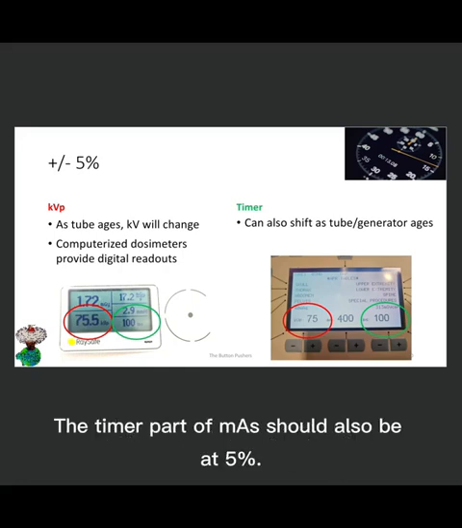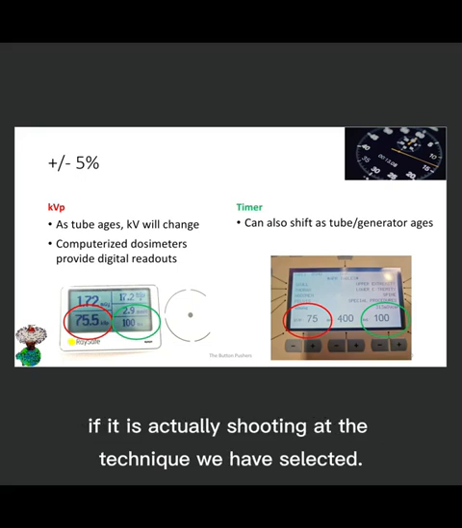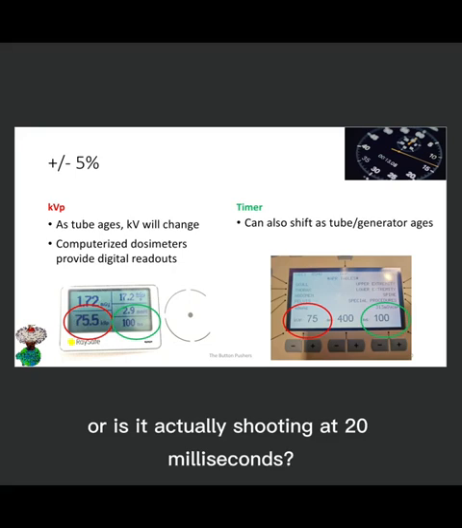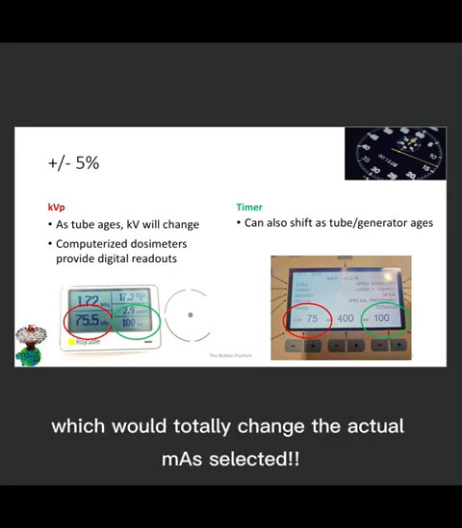The timer part of mAs should also be within 5%. If it is actually shooting at the technique we have selected, is it really shooting at 10 milliseconds, or is it actually shooting at 20 milliseconds? Which would totally change the actual mAs selected.